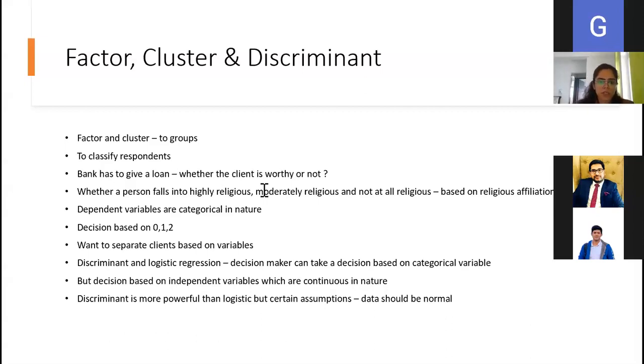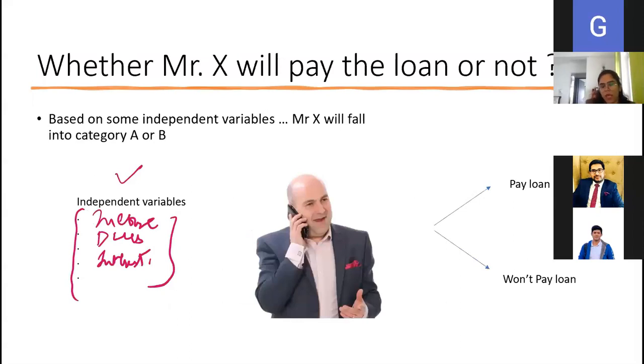For example, whether a person falls into highly religious, moderately religious, or not at all religious. Based on religious affiliations, we can categorize him into this. So it can be 0, 1, 2, or 0 and 1, basically 3 categories or 2 categories. What we are doing in discriminant analysis is separating clients based on variables. Like I showed you, we have some independent variables, and based on these independent variables, we are categorizing. We already have past data, and we can also predict it.